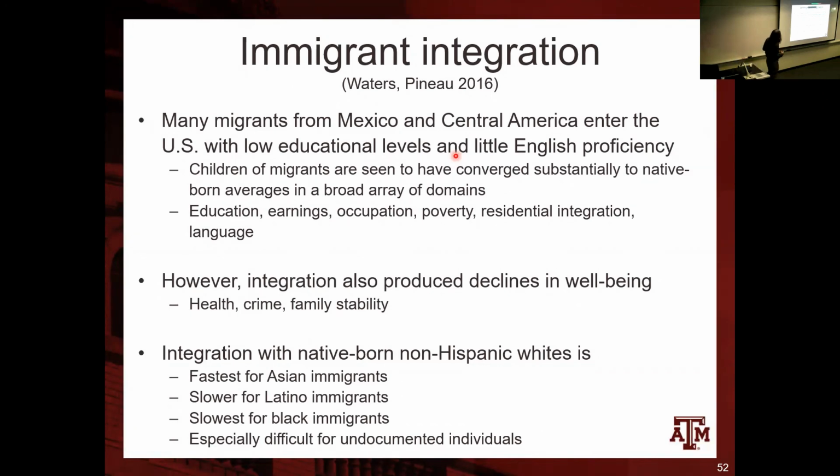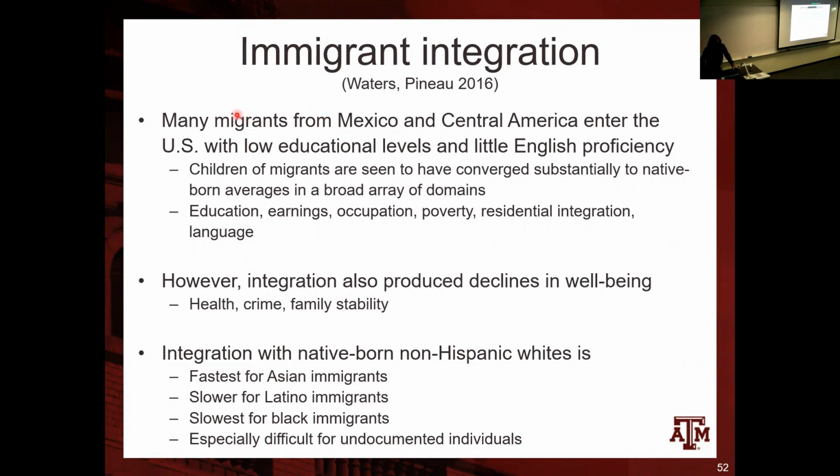About integration of immigrants. Many migrants from Mexico and Central America enter the US with low educational levels and little English proficiency, so usually they have low socioeconomic status. But as I mentioned to you before, these are the first generation immigrants. The children of immigrants, the second generation, are seen to have converged substantially to the levels of education, earnings, occupation, poverty, residential segregation, or residential integration, and language as the US-born people.